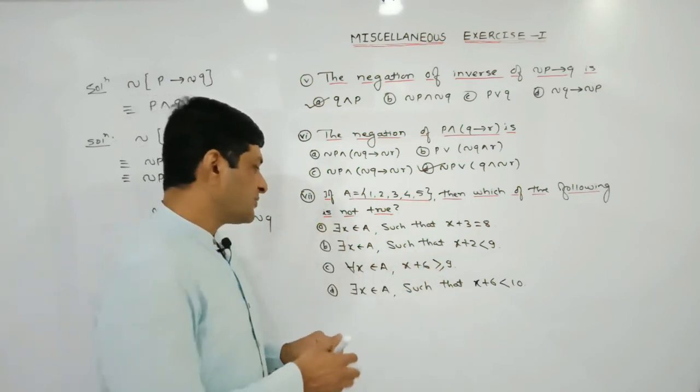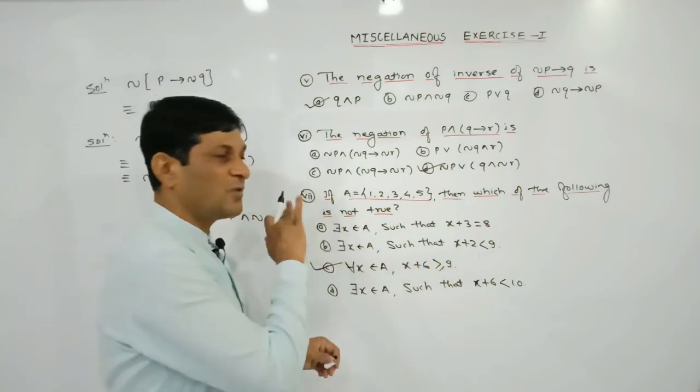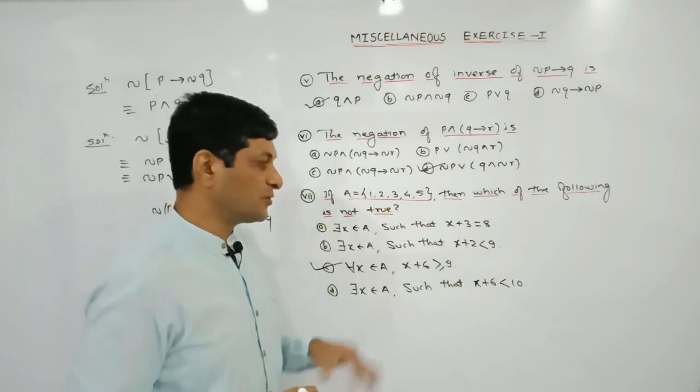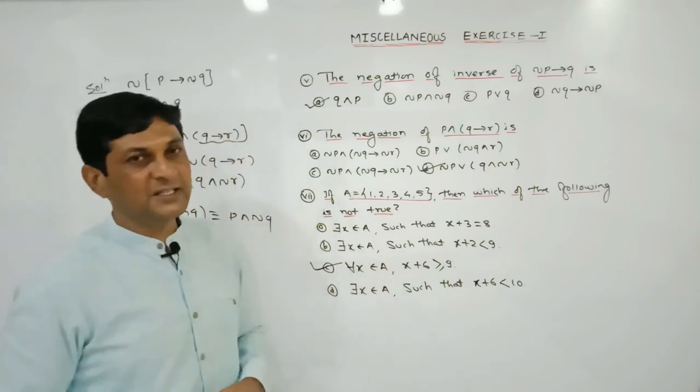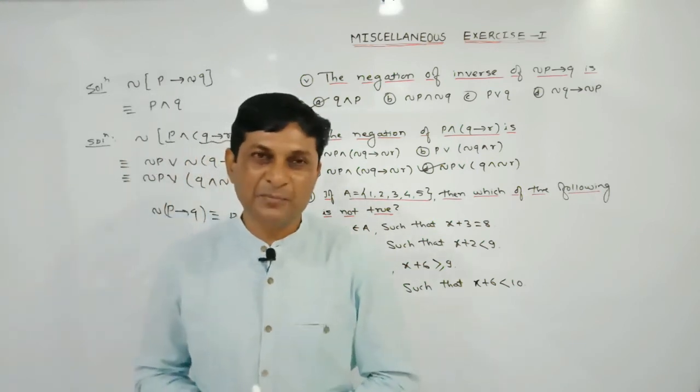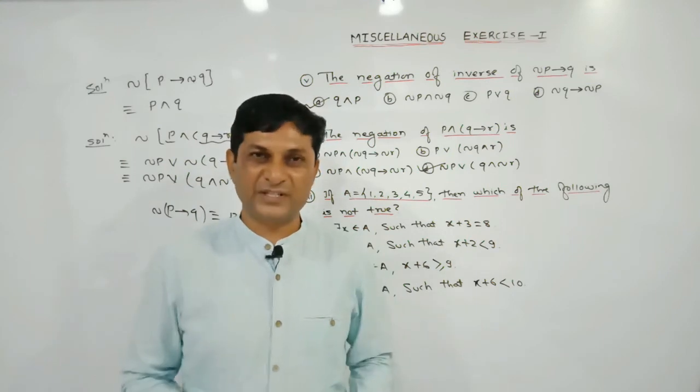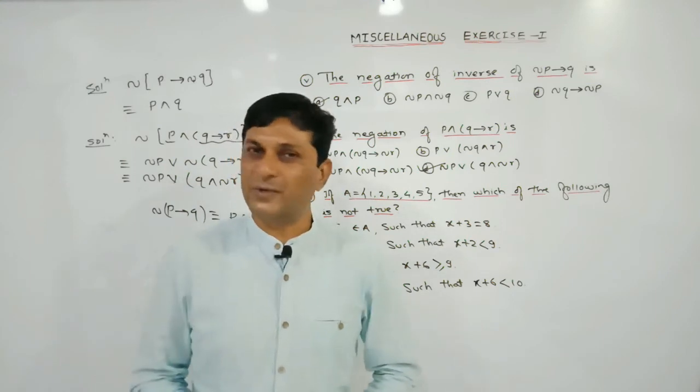And the question is also to find out what? Which of the following is not true? Not true means what? False. In this way we have solved all the examples from question number 1. Now we are starting question number 2.